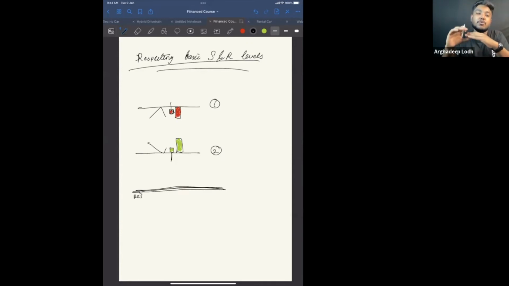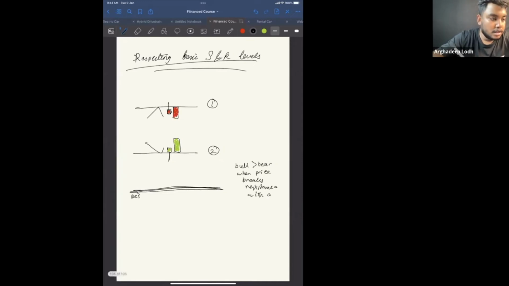How can we say that the bulls are more powerful than bears? We can say that the bulls are more powerful than bears when the price breaks the resistance level with a bullish candle. As simple as that. Bulls powerful than bear when price breaks resistance with a bullish candle. ठीक है ना? सपोज यहाँ पे जो प्राइस आ रहा है ना, प्राइस इसको तोड़ दिया.